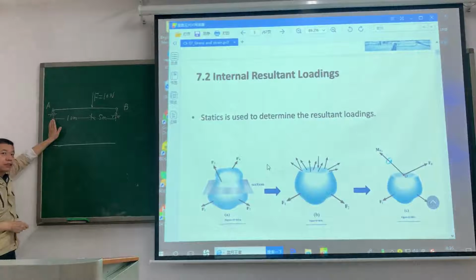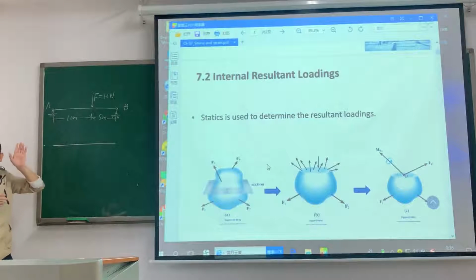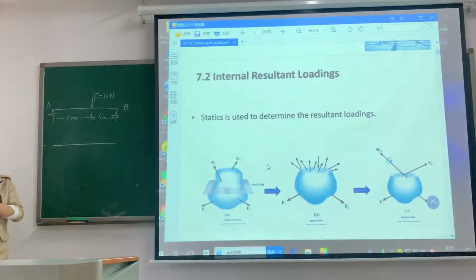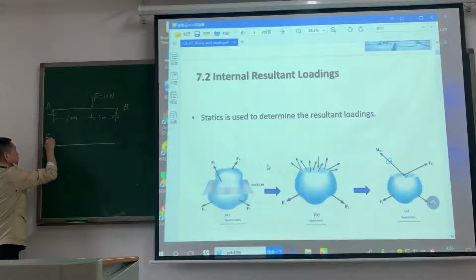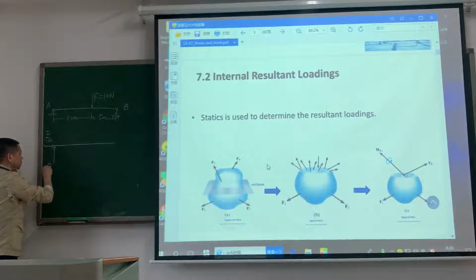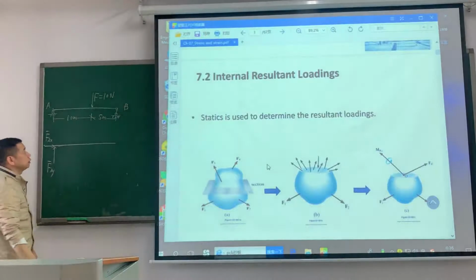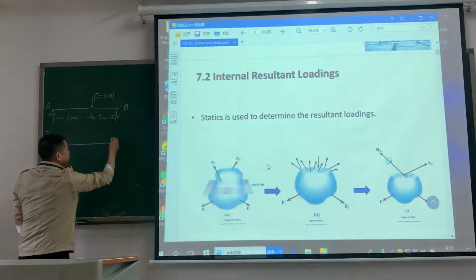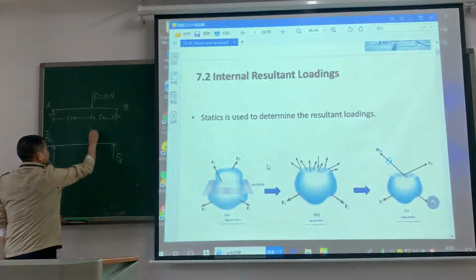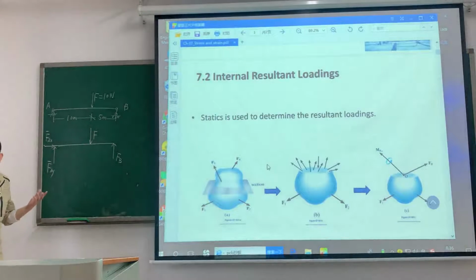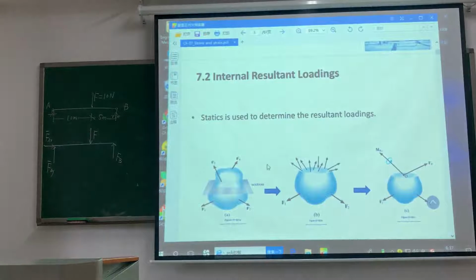Then, because it's a hinge support, for a hinge support there are two reactions. One is F_Ax, the other one is F_Ay. It's a roller, and the roller gives F_B. So this is the free body diagram. After you find the free body diagram, we can solve the problem.